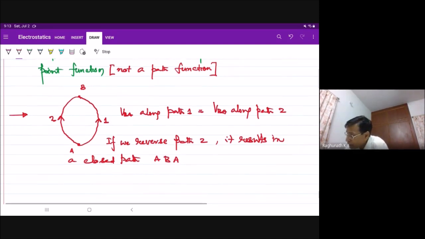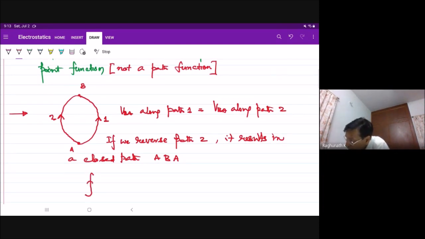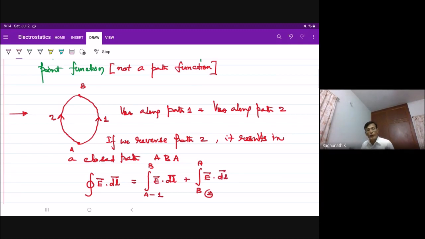Now, integral around the closed path E bar dot dl bar is equal to, I'm just taking integral only, I'm not worried because it is a closed path, integral A to B along path 1, E bar dot dl bar, plus integral B to A along path 2, E bar dot dl bar. You agree this?